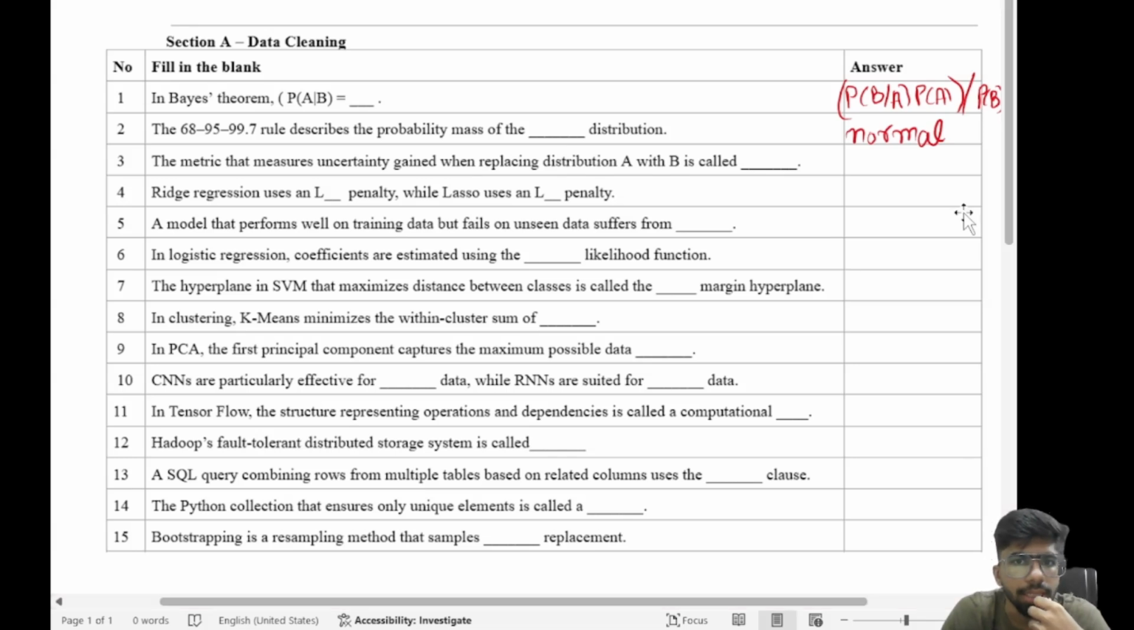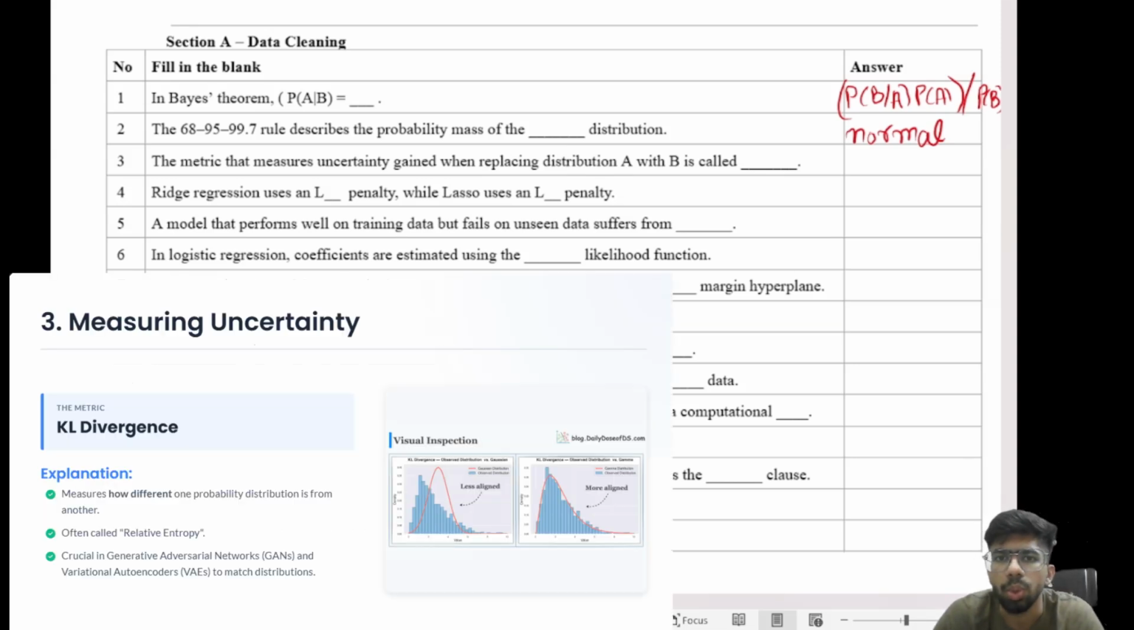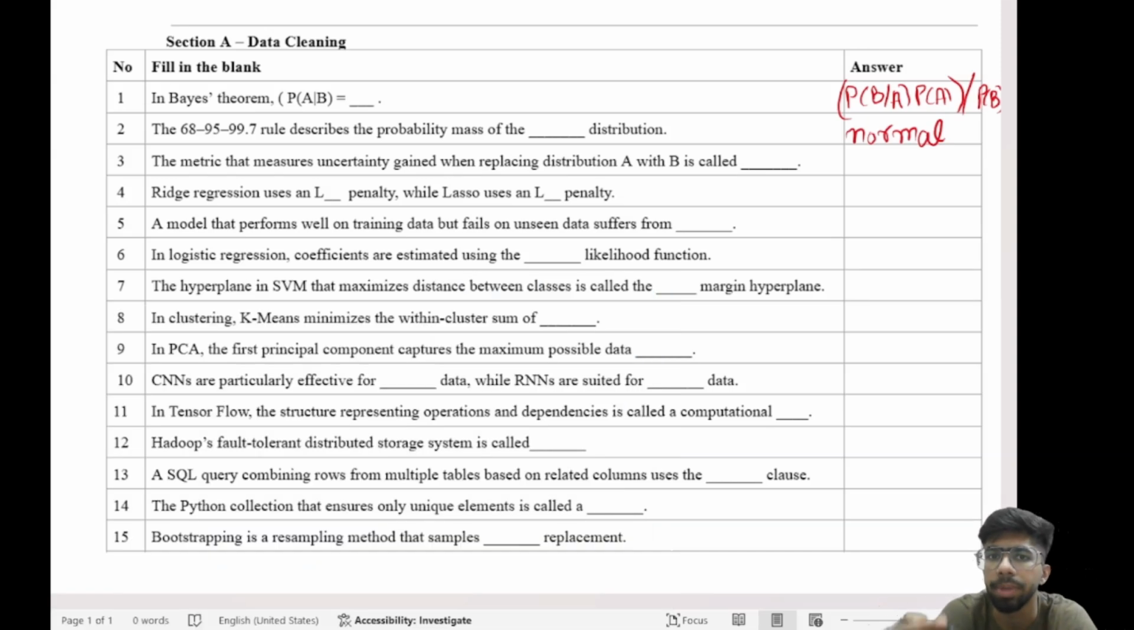Now let's move on to the next fill in the blank: the metric that measures uncertainty gained when replacing distribution A with B is called Kullback-Leibler divergence. Sorry if I'm pronouncing it wrong. KL divergence tells us how much information is lost when one distribution is used to approximate another. Think of it this way: distribution A is the true one and distribution B is your approximation. KL divergence tells you how inefficient your approximation is.